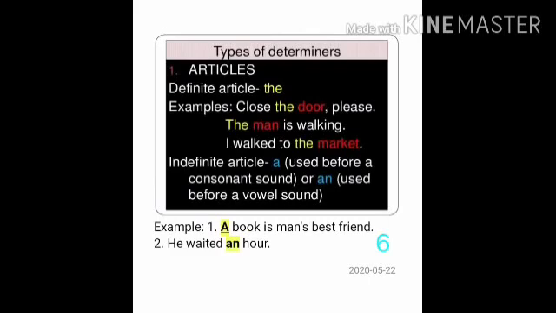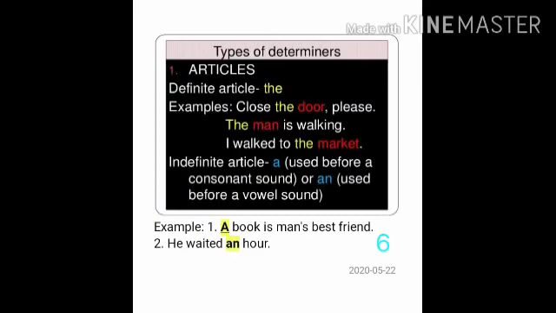Next example, we waited an hour. Here we are referring to a specific time. So an is used here before a vowel sound countable noun. So this is how articles are used as determiners. Let's now look into the next category of determiners.